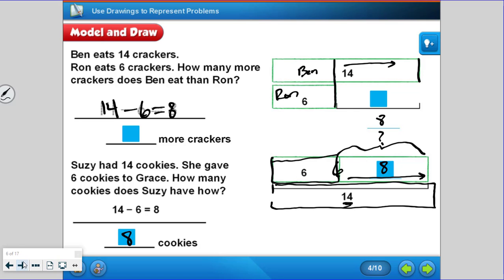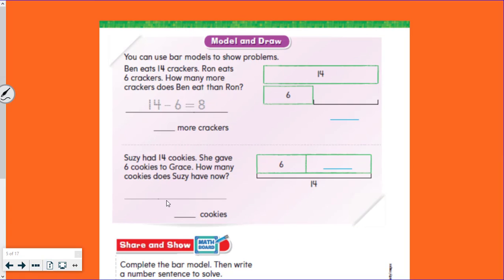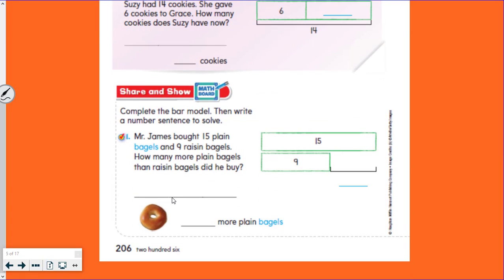Let's go back to our share and show. Okay, so it says complete the bar model, then write a number sentence to solve. So I'm going to make this bigger so it's easier for us to work through it. And so here's your problem. It says Mrs. James bought 15 plain bagels and 9 raisin bagels. How many more plain bagels than raisin bagels did he buy?